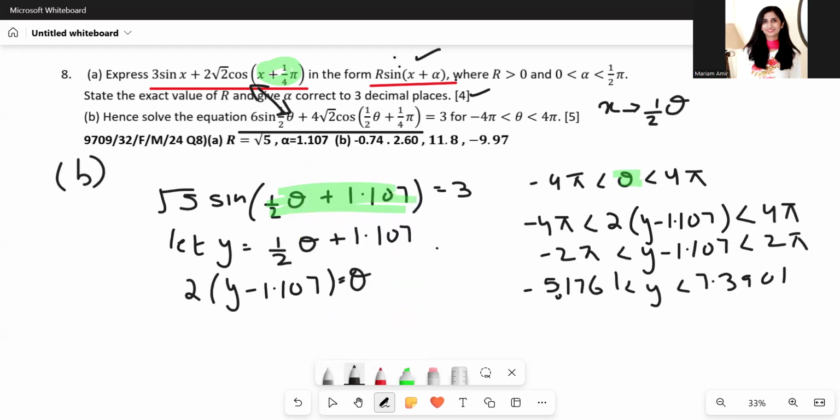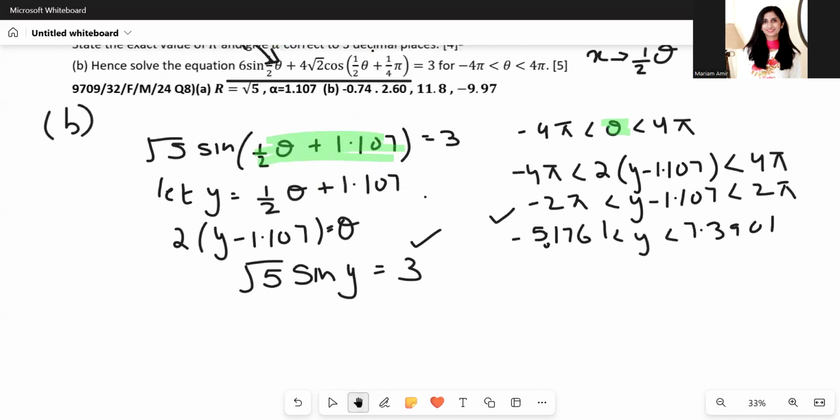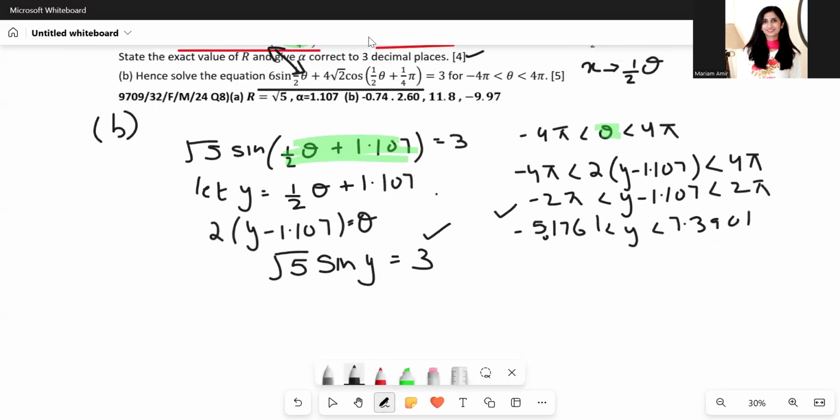Okay, so now I'm going to rewrite this as under root 5 sine y equals 3. And now we're ready to solve this within this domain. Okay, let's first find the absolute angle, which will be sine inverse. So shift sine 3 upon under root 5.